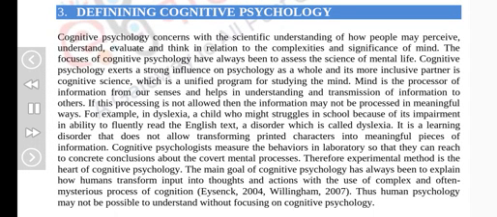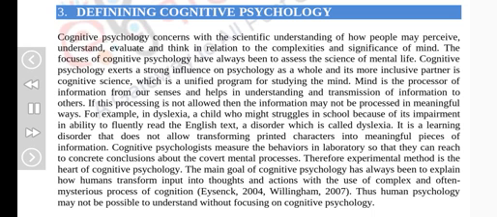Mind is the processor of information from our senses and helps in understanding and transmission of information to others. If this processing is not allowed, then the information may not be processed in meaningful ways. For example, in dyslexia, a child might struggle in school because of an impairment in the ability to fluently read English text. It is a learning disorder that does not allow transforming printed characters into meaningful pieces of information.